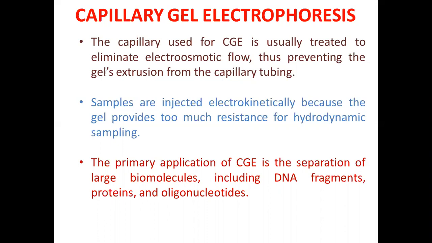Here, gel's extrusion will be taking place. So this has to be prevented by treating the capillary tube. This will be done by chemical treatment by initiating the free radical mechanism. And the sample will be injected electrokinetically, because hydrodynamic injection will not be suitable. It is not going to be the most appropriate technique. Electrokinetic technique is a very simple technique, and the samples are going to be injected accurately and more precisely.